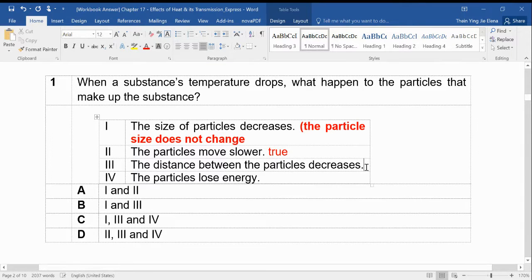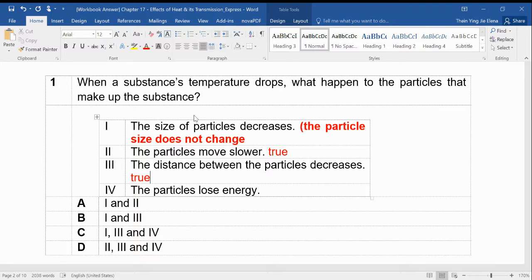The distance between the particles decreases, also true. We learn about expansion and contraction in the particulate nature of matter. So we learned that in contraction, the particles move closer together, so the space in between each particle becomes smaller. So it's true. And the particles also lose energy. In this case, it's losing heat energy and also kinetic energy as well. Okay, so the answer should be D. 2, 3, and 4 are correct.